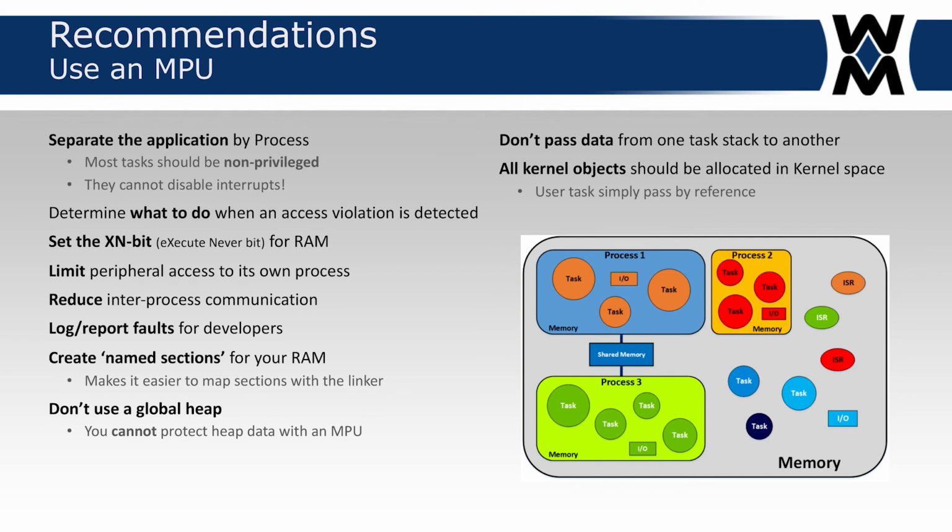Don't use global heaps. You cannot protect a global heap using the MPU. Don't pass data from one task to another task as much as possible, because if you're protecting one task stack and you're passing data from one task stack to the other, then you would get an MPU violation, although you'll find out soon enough when that happens. All kernel objects should be allocated in kernel space. I didn't really mention anything about that, but that's something I could do in a separate talk. Just make sure that kernel objects are in a specific memory space reserved just for the kernel to access.